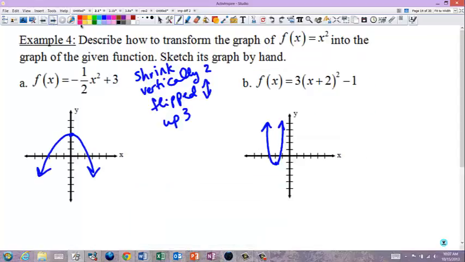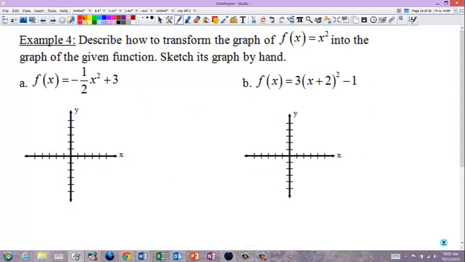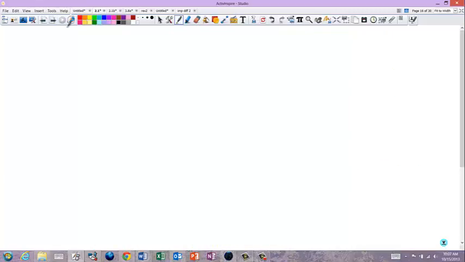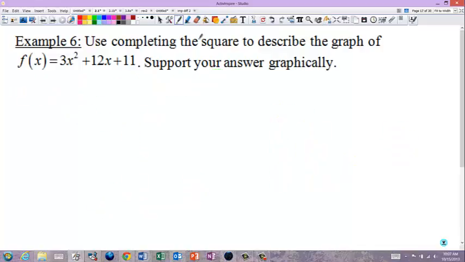I did not do a good job of erasing my stuff. Wow. I'm sorry. I thought I did. Clearly I did not. Okay.